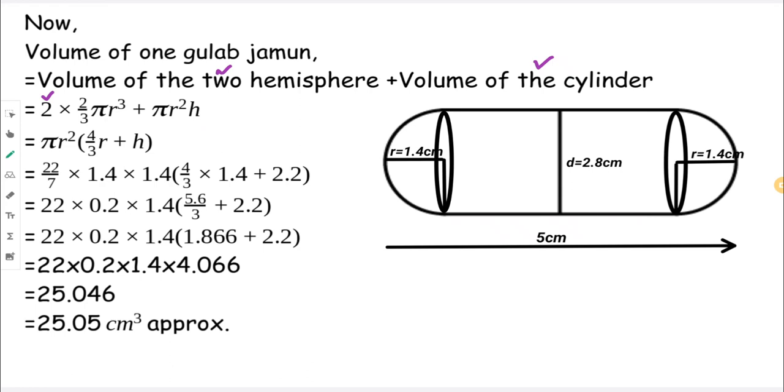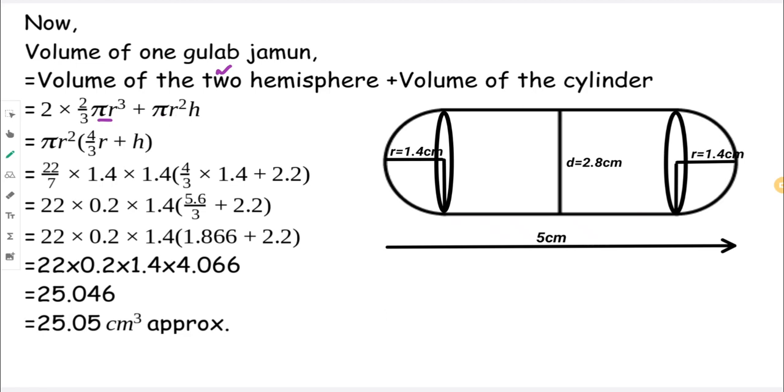Now once again, we'll take the common factor. When you look here, I can take pi r square common. And 2 2s are 4, so I'll be having 4 by 3. I've taken pi r square common, but you can see r cube, which means one r will still be left. Now this pi r square, I've taken it out. What is left? The height is left. So now let's put in the values.